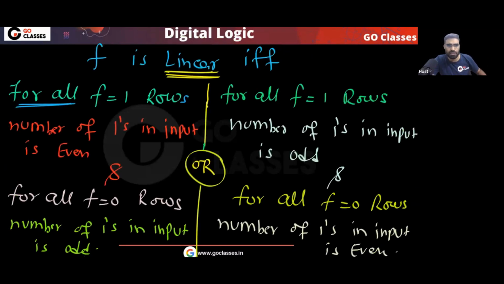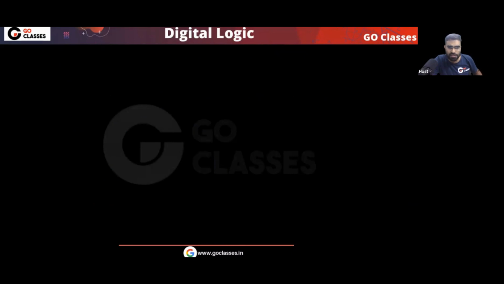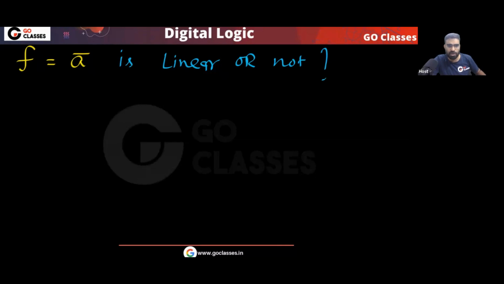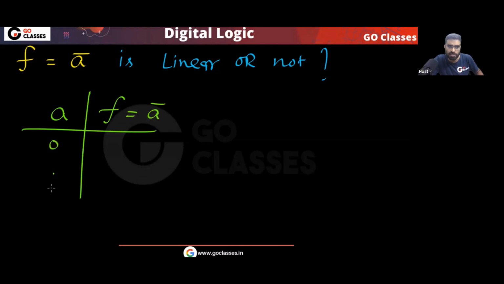Now this is the definition of a linear function. Let's check which functions are linear and which are not. Tell me, what about f equal to a bar? Is this linear or not? Let me know. Just create the truth table. This is the truth table of f equal to a bar.